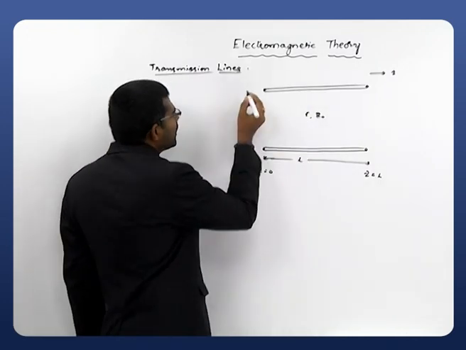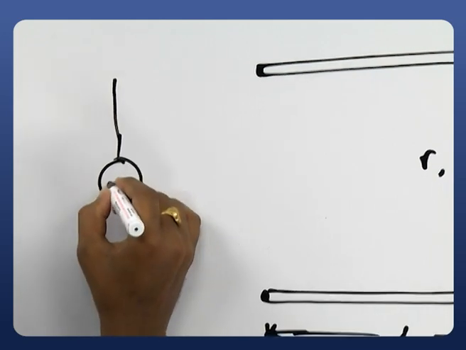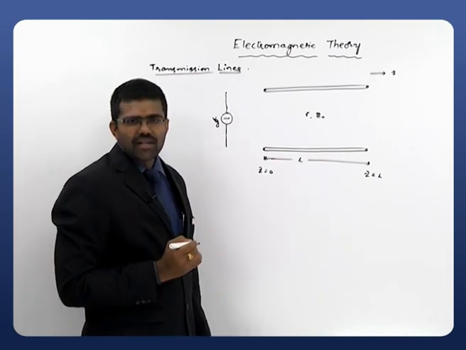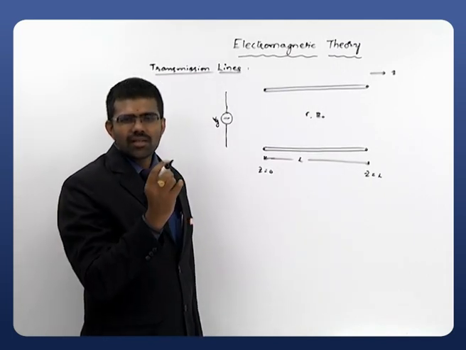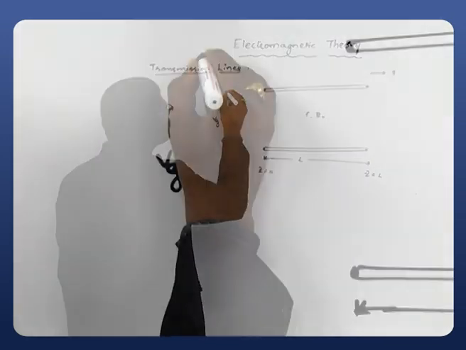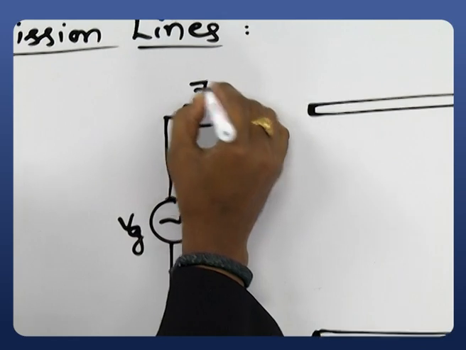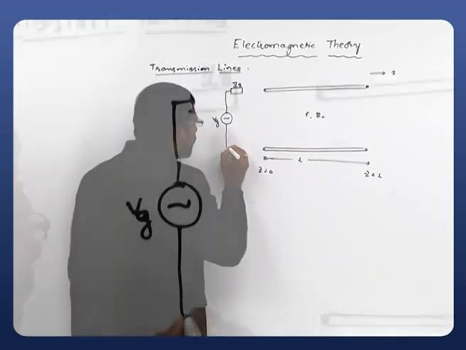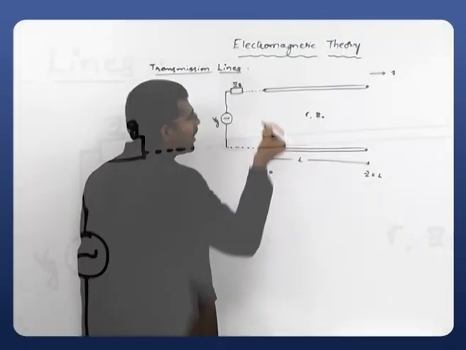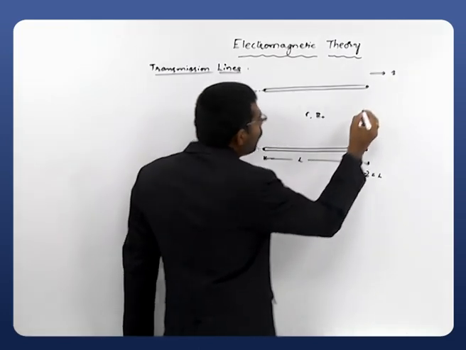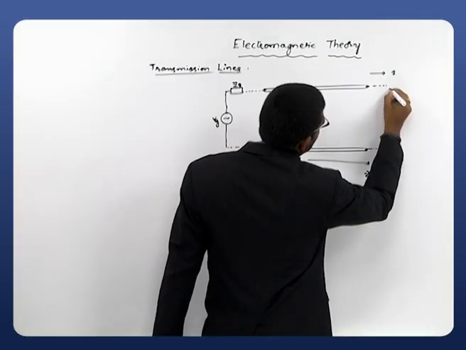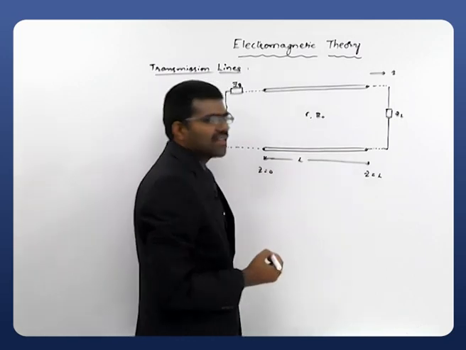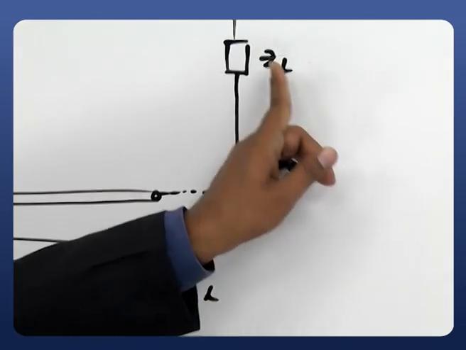Now just observe what I am doing. I am connecting a generator at the input end. Let us take an AC voltage VG, where the suffix G stands for generator. I am applying this generator voltage at the input end. Let us take the internal impedance of that generator as Zg. Similarly, at the output end I am connecting a load, ZL, where L stands for load impedance.